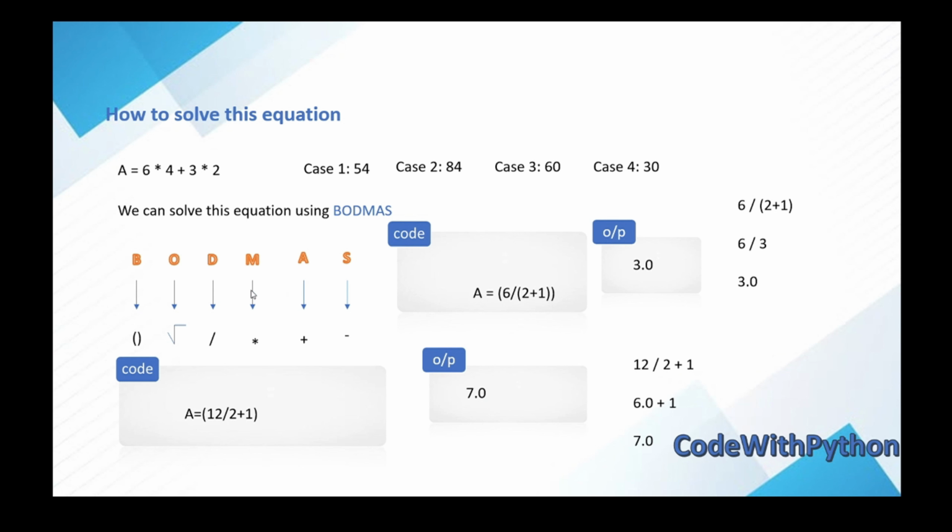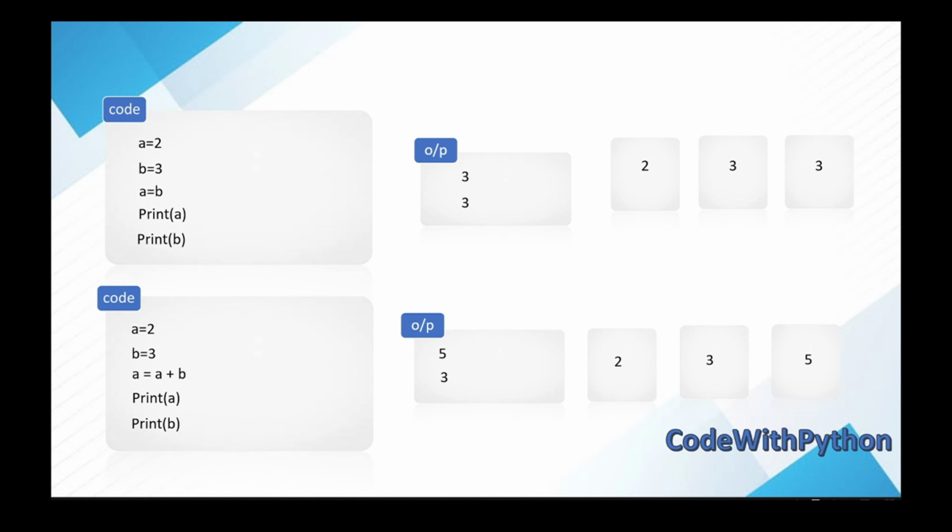Then next we have multiplication. We don't have any multiplication. Then we have addition. If we have addition, we have to do addition. If we have subtraction, we have to do subtraction. Here we have addition. 6.0 plus 1 is nothing but 7.0. The same we will see in practice. So here we are going to see some more examples.